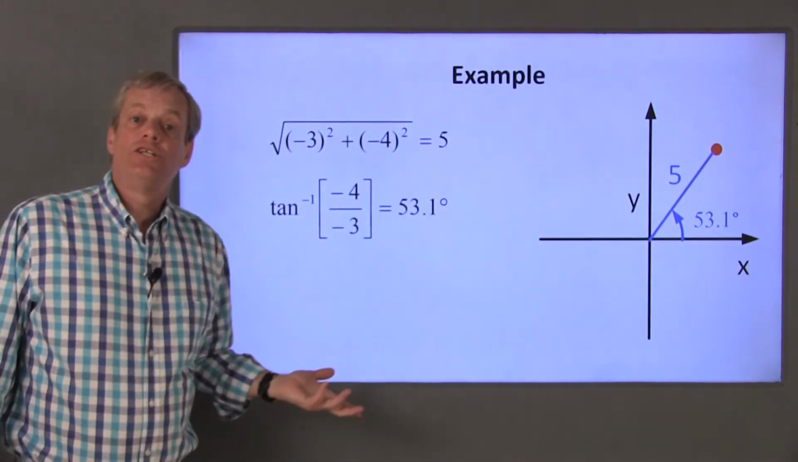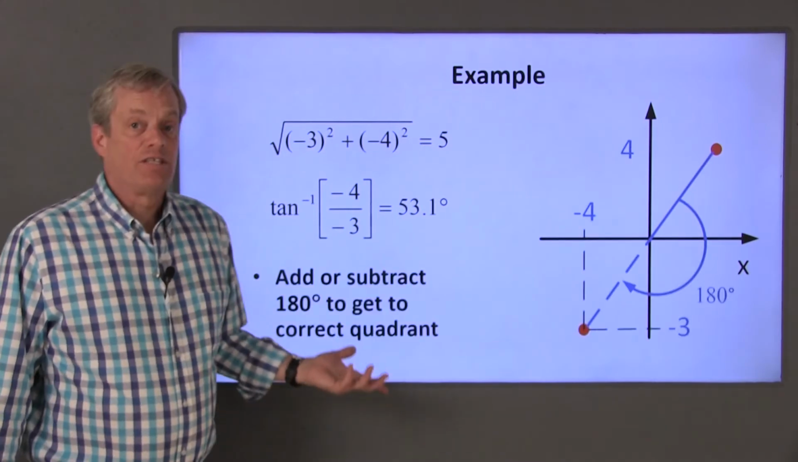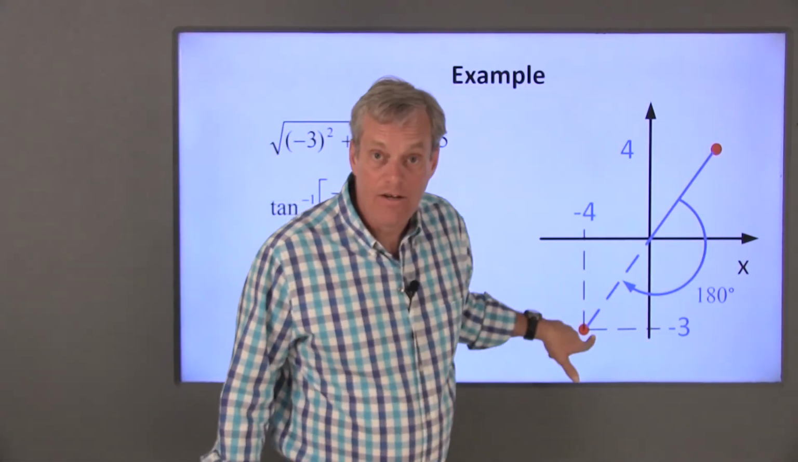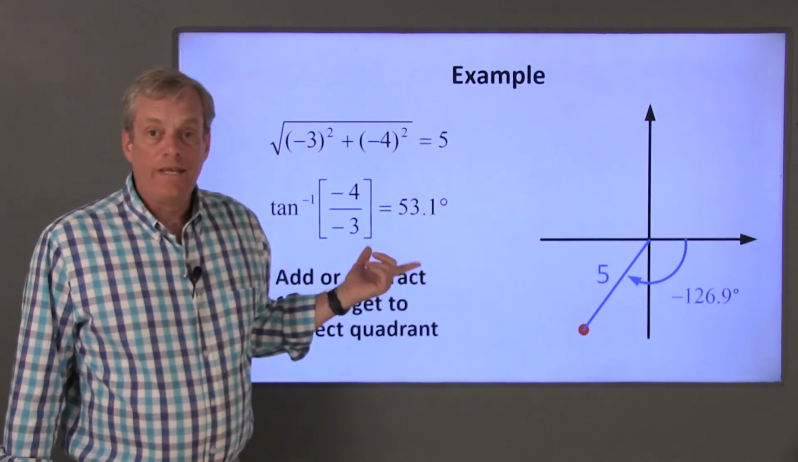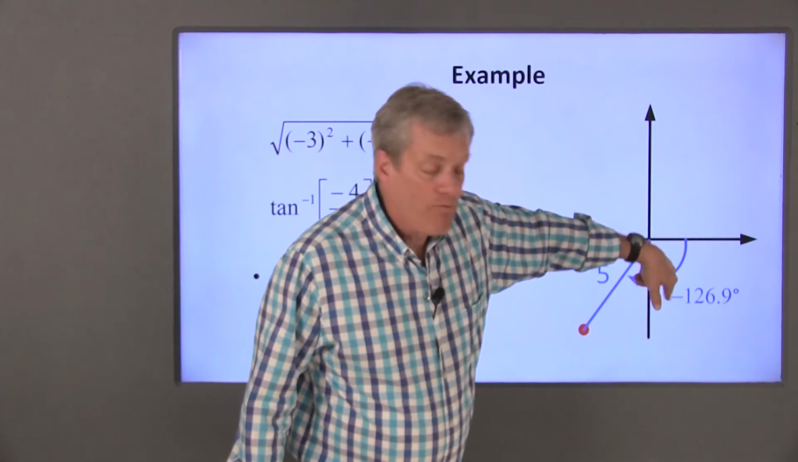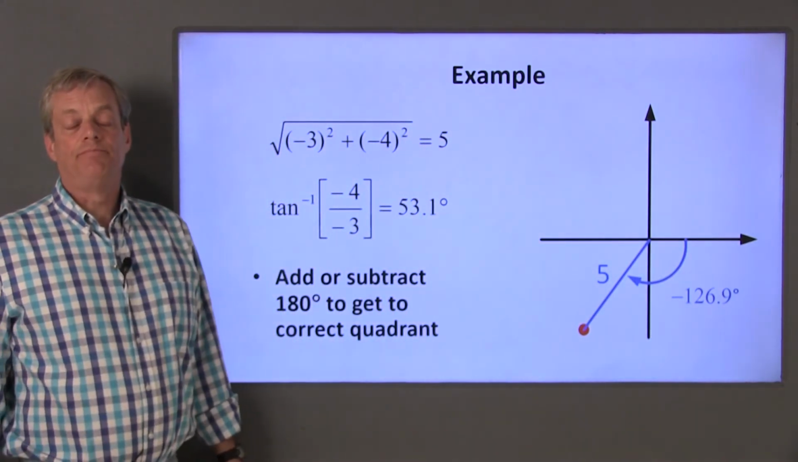I always need to check the calculated result against where the point should be. If it's in the wrong quadrant, I add or subtract 180 degrees to get to the correct quadrant. So our point is at a distance 5 from the origin and an angle of -126.9 degrees from the positive x-axis.